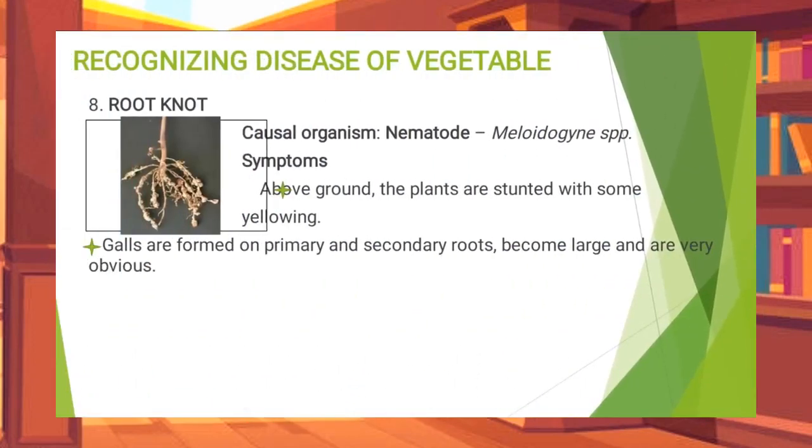So number 8, root knot. So causal organisms. So nematode ni siya. So symptoms. Above ground, the transplants are stunted with some yellowing. So galls are formed on primary and secondary roots, become large and very obvious.